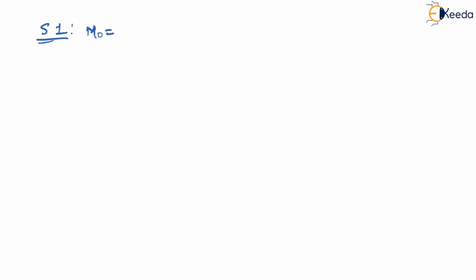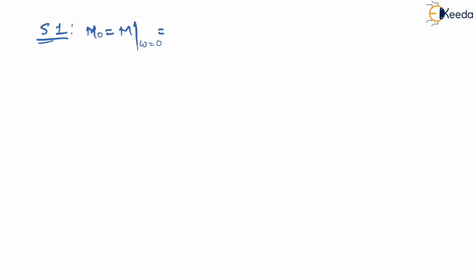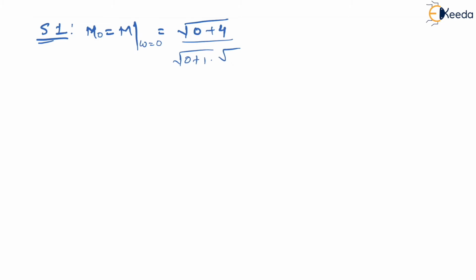Step 1. To find m0. What is m0? m0 is nothing but the magnitude at omega equal to 0. What is that magnitude? If you put 0 in place of omega, you get under root of 0 plus 4, divided by under root of 0 plus 1 into under root of 0 plus 16, which is equal to 2 divided by 4, which is nothing but half. So step 1, yes.